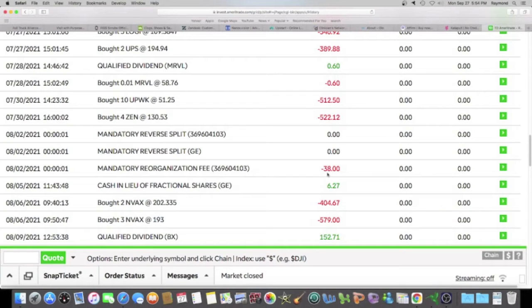So let's get back to this janky ass fee of $38. Why did GE do this? They did it strictly to make money off shareholders. So when I saw this fee, I had no idea what it was. I've never owned a stock that did a reverse split.